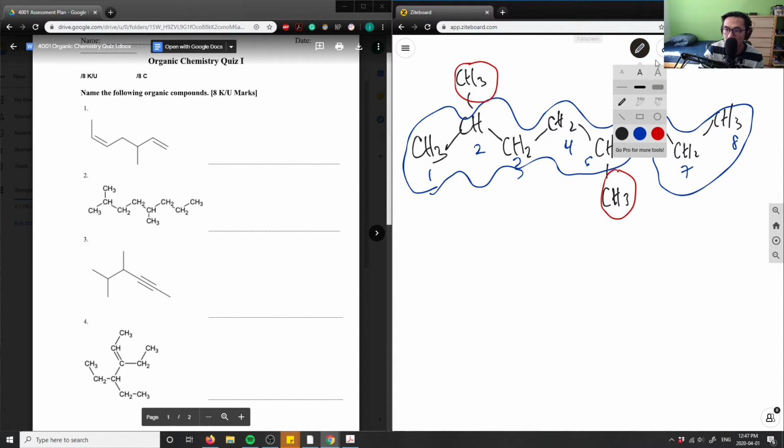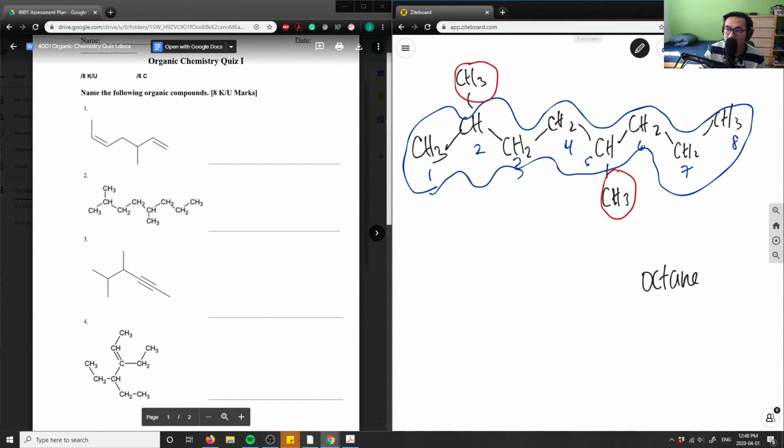So let's follow our rules, right? Let's follow the rules of our main chain first. We have 1, 2, 3, 4, 5, 6, 7, 8. 8 sides to an octagon, right? So OCT. So that's 8 carbons. Are they single bonds, double bonds, or triple bonds? In this case, they are only single bonds, right? So it's oct and then just ane at the end. So this is octane. Let me make a little bit more space. So this is octane. So that's great.